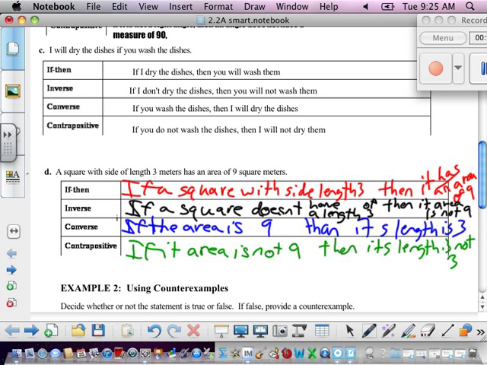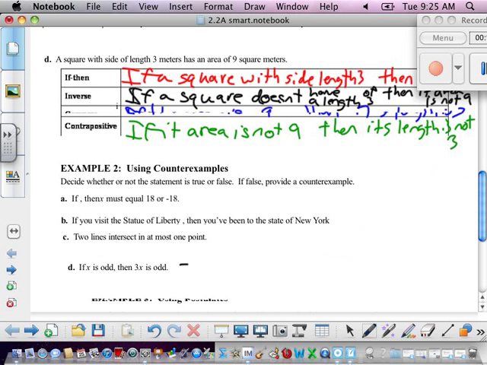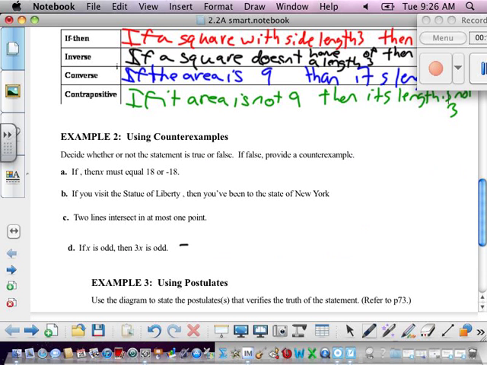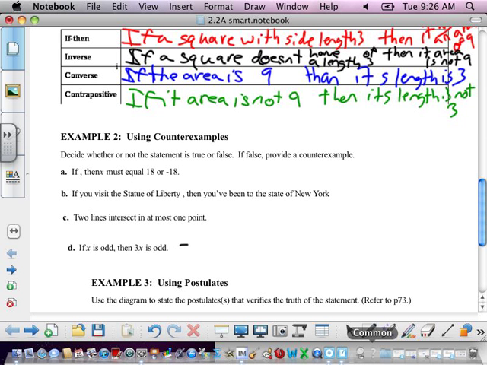Okay, I'm going to move this up. And I'll move that square out of the way. Let's look at counterexamples. If x squared equals 36, then x equals 18 or negative 18, true or false? False, because the square root of 36 is not 18, it's 6. If you visit the Statue of Liberty, then you've been to the state of New York. True or false? True.